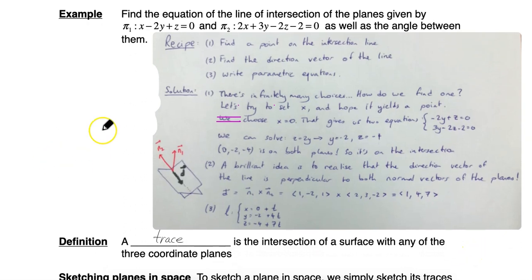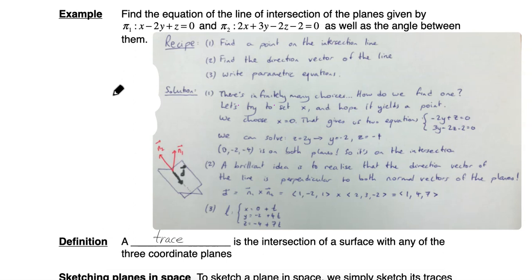So the example here is a really neat example. There are these two lines. This is a very neat example, and it's a great exercise, not easy at all to figure out how to solve it. Find the equation of the line of intersection of the planes given by pi1 and pi2, as well as the angle between them.